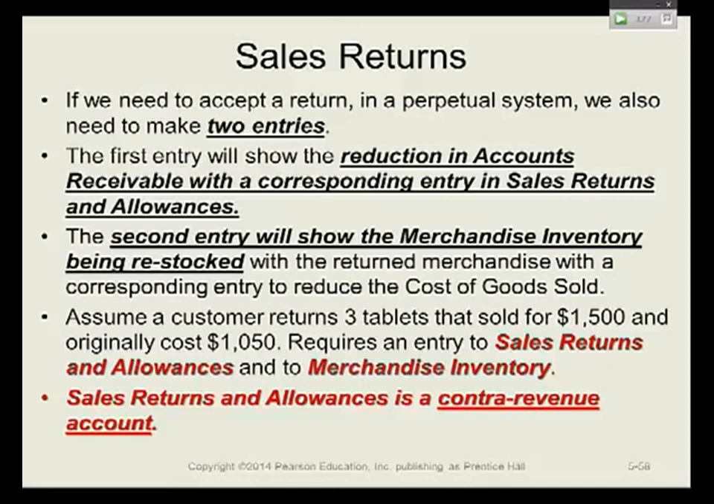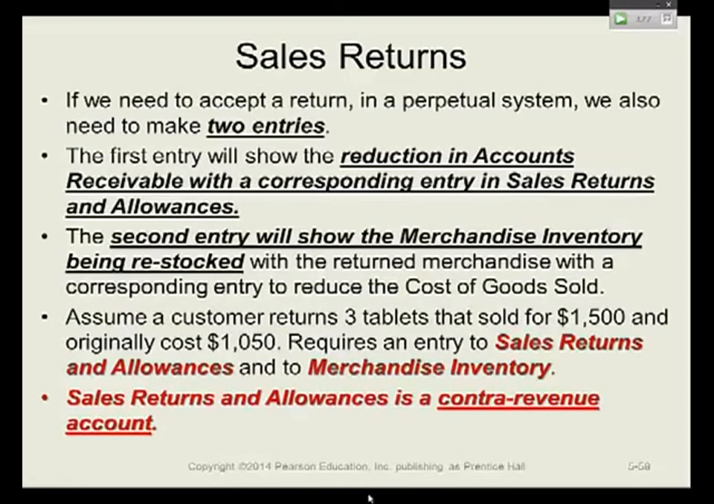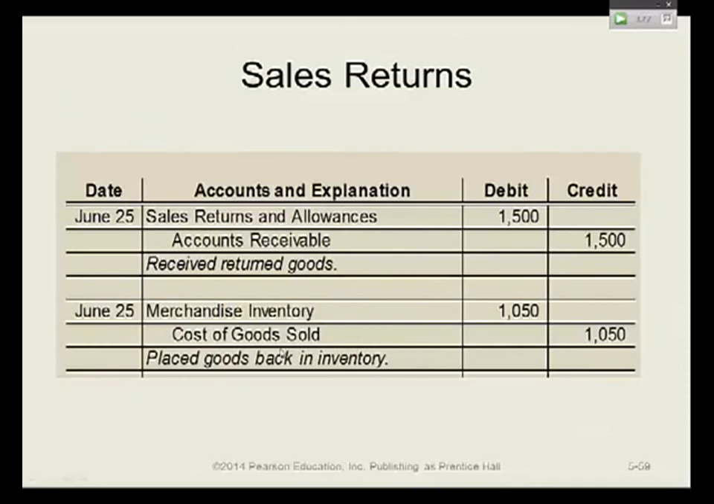Contra account is separate. So let's assume that a customer returns 3 tablets that they originally bought for $1,500 with a cost of $10.50. So the entry is going to be a debit to sales returns and allowances. Sales returns and allowances is a contra revenue account. It's going to offset sales on the income statement, and you reduce your accounts receivable for the selling price, and now you have to reduce the cost of goods sold and put the item back in inventory. The item is now restocked, it's back in inventory.